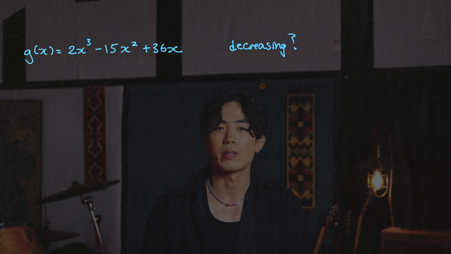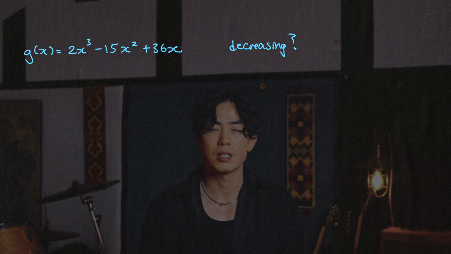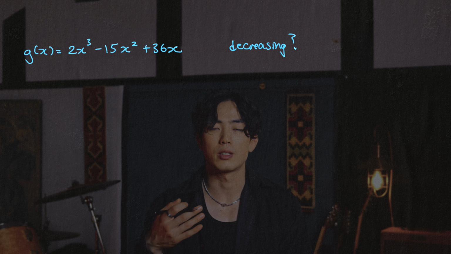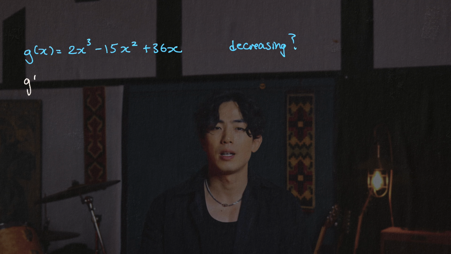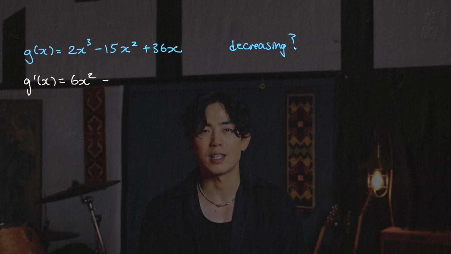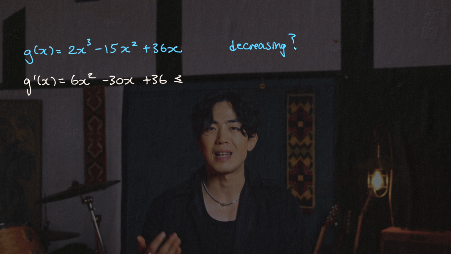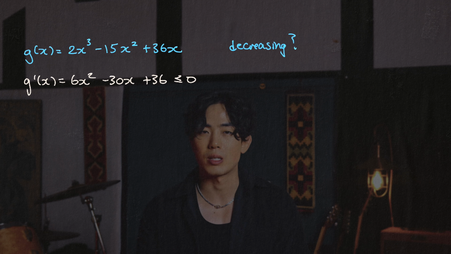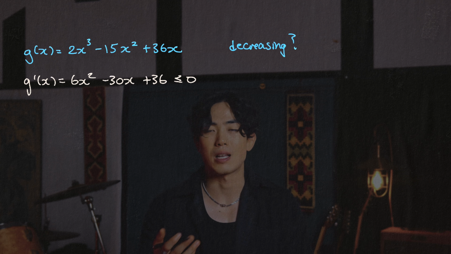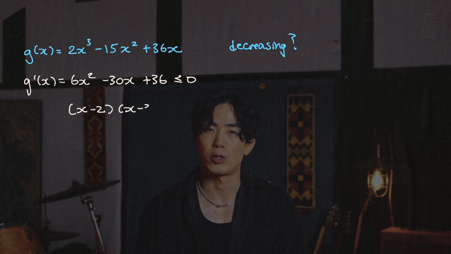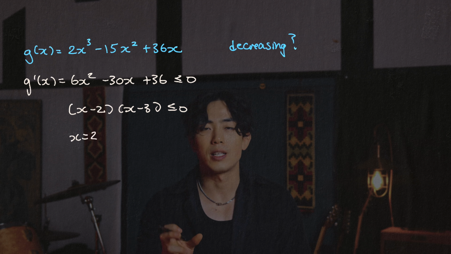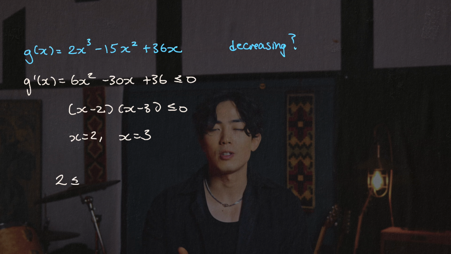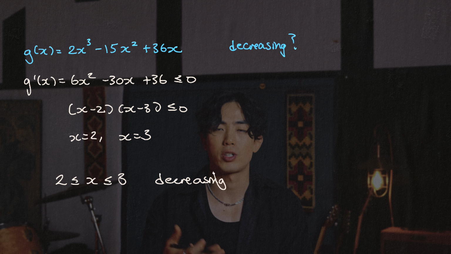Let's try another one. So let's say we have the function g of x is equal to 2x cubed minus 15x squared plus 36x. This time let's try and find the decreasing part of that function. So we can now differentiate first, to get g prime of x, which would give me 6x squared minus 30x plus 36. This time it's going to be less than or equal to 0 because we want to find the decreasing part. Solving for x, we get (x minus 2)(x minus 3) less than or equal to 0. So the interval is going to be larger than or equal to 2 and less than or equal to 3. So that portion of the graph will be when the function is decreasing.